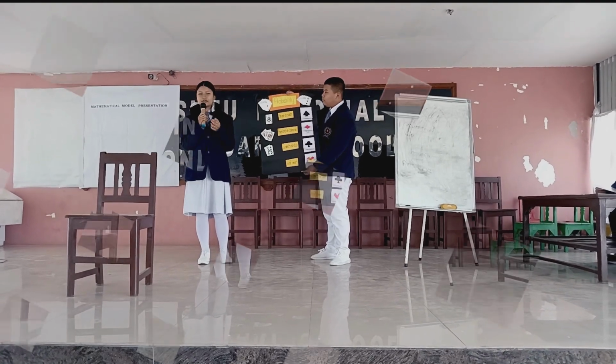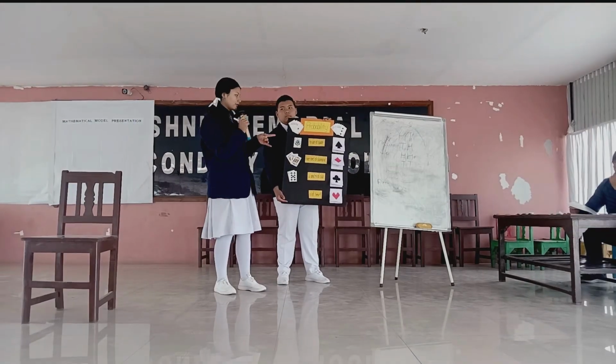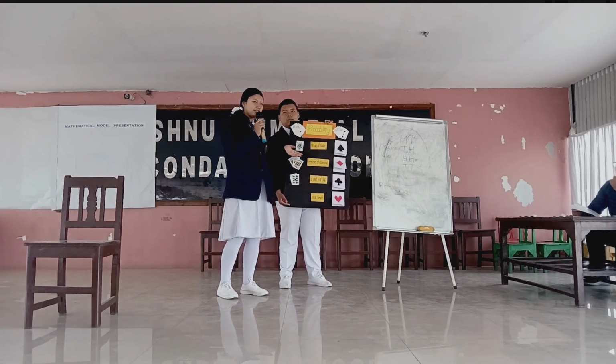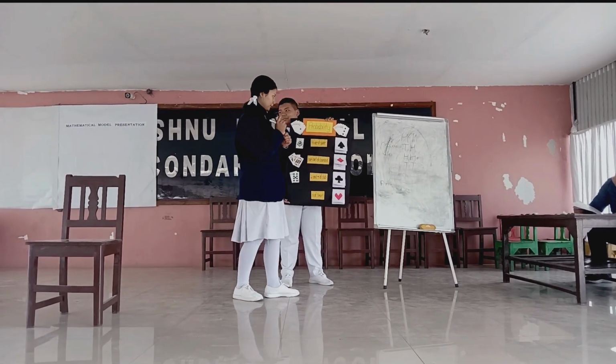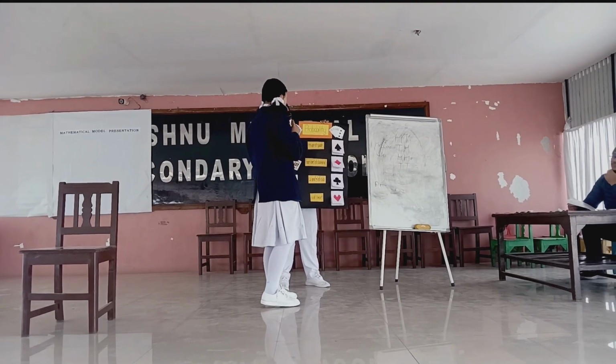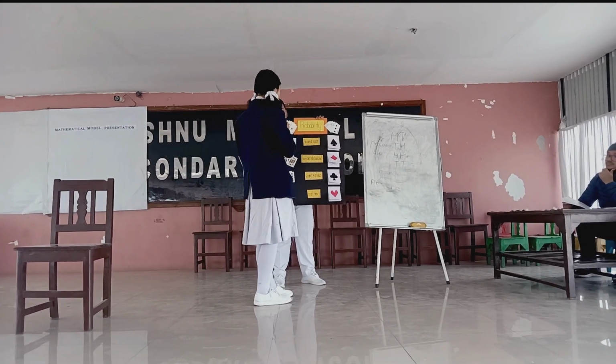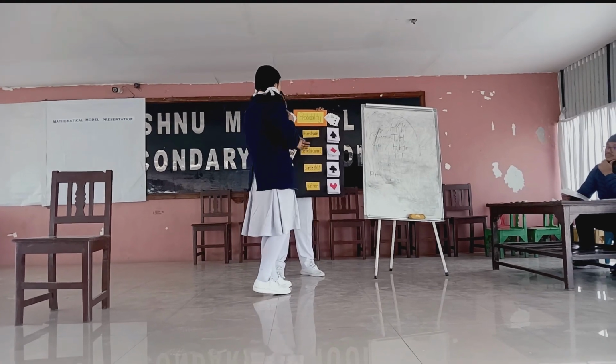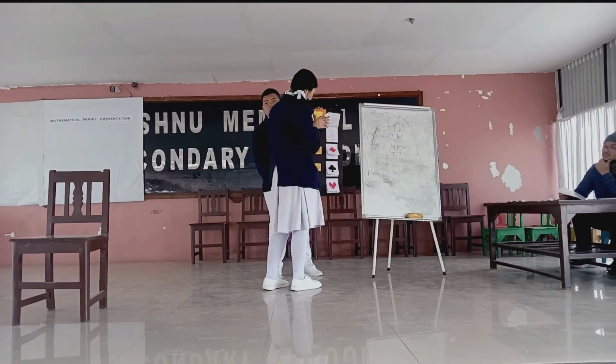Let's say, for example, I toss a coin. This is called experimental probability. The probability changes with the number of times you repeat it. So let's get into my model. We have 52 cards. So what is the probability of me getting the ace of spades out of 52 cards? It would be 1 by 52.